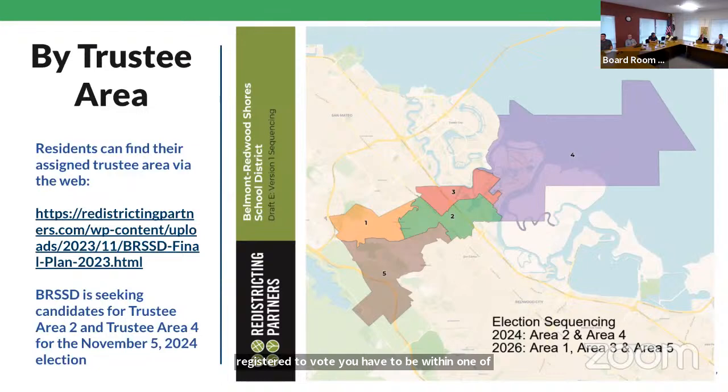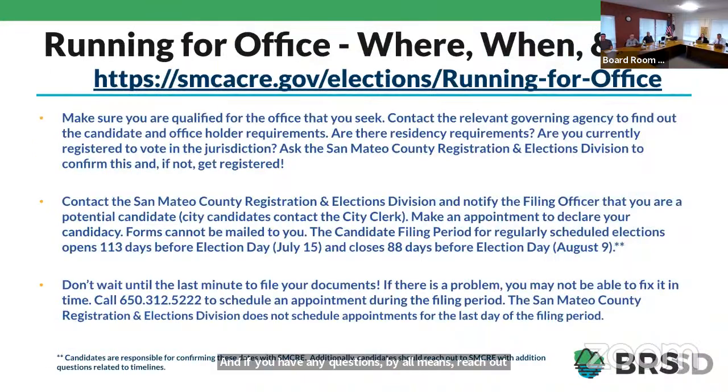I will say, do be a little patient with that website. It's transitioning over to the registrar of voters and all that good stuff. But you do have to put in your address, city, state, zip, and social security number. And if you have any questions, by all means, reach out to us. The San Mateo County Registration and Elections Division really facilitates all of this.